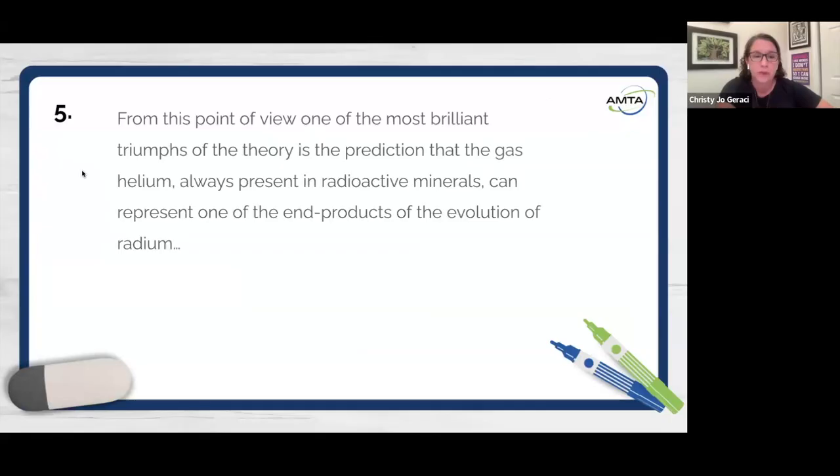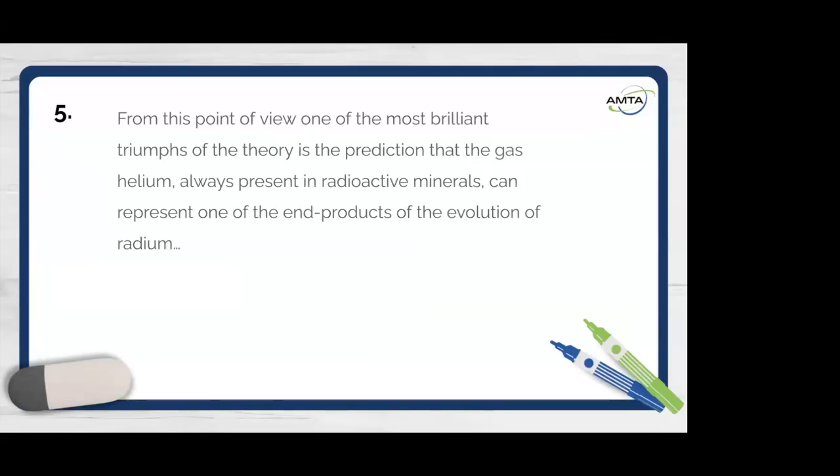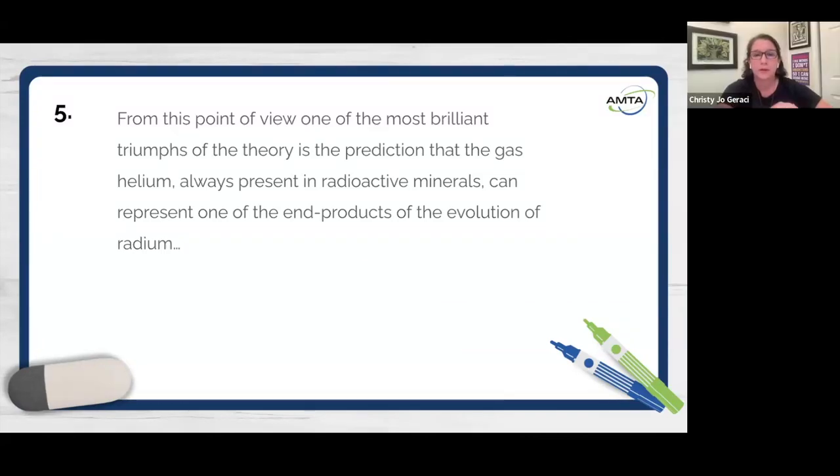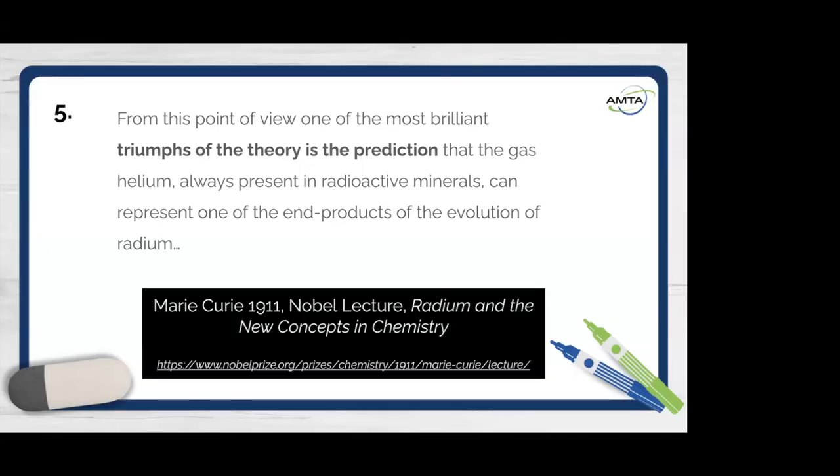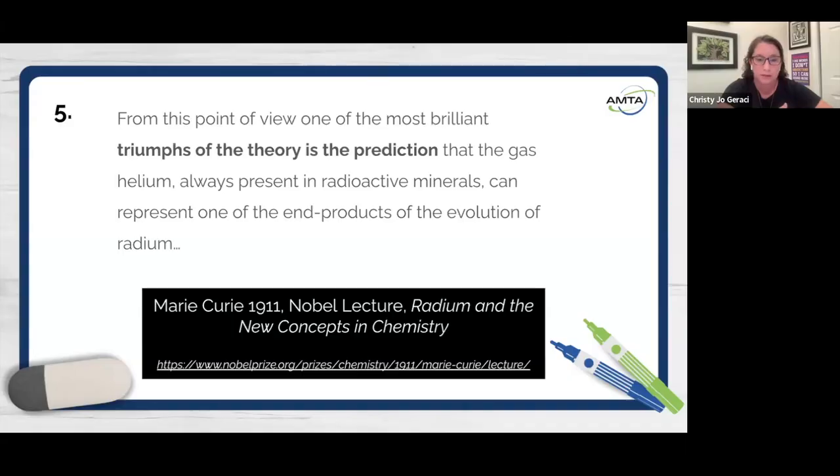All right, so here's one from the chemistry world. You can probably tell by the very last word. Okay, and did anyone guess Marie Curie? So this is from her 1911 Nobel lecture, which she entitled Radium and the New Concepts in Chemistry. And I just love how she reinforces the idea that is at the heart of the modeling cycle, that theories allow us to make predictions. Right? She says the most brilliant triumph of the theory is the prediction that.